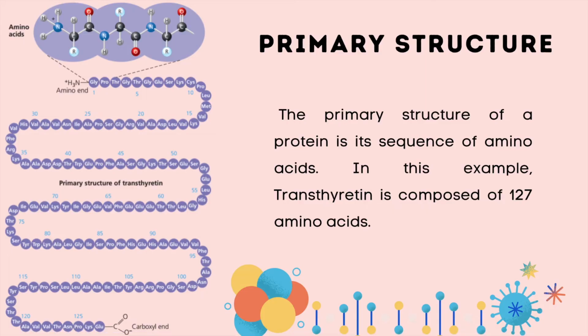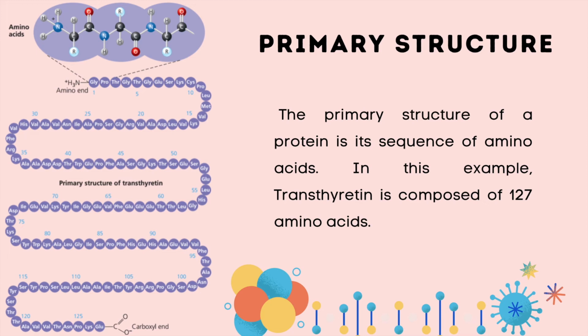The primary structure of a protein is its sequence of amino acids. As an example, let's consider transthyretin. It is a blood protein that transports vitamin A and one of the thyroid hormones throughout the body. Transthyretin is composed of 127 amino acids. Each of the 127 positions along the chain is occupied by one of the 20 amino acids, indicated here by its three-letter abbreviation.